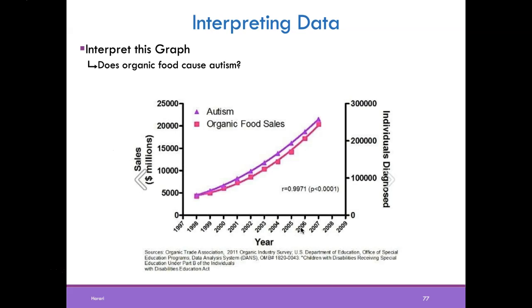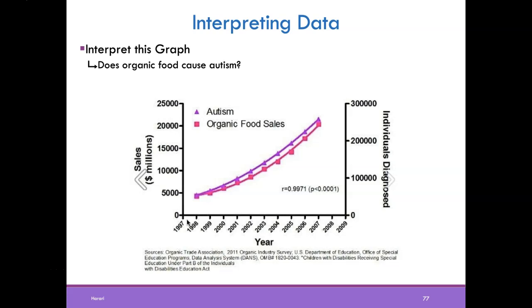So interpret this graph. This is a different graph. What you're looking at is autism diagnoses increasing over the years, and then the sales of organic foods over the years. So what do you think? Does organic food cause autism? You should be saying no. That does not sound right. So things like this are very misleading.